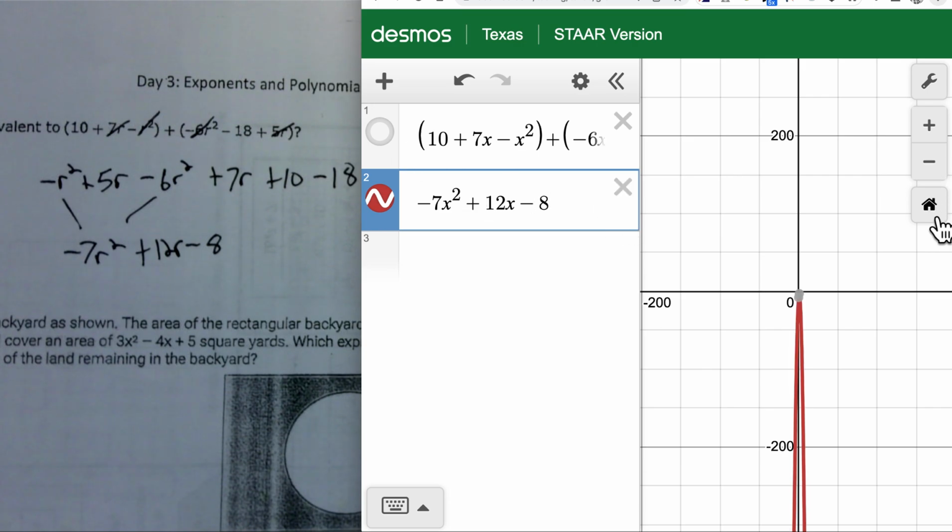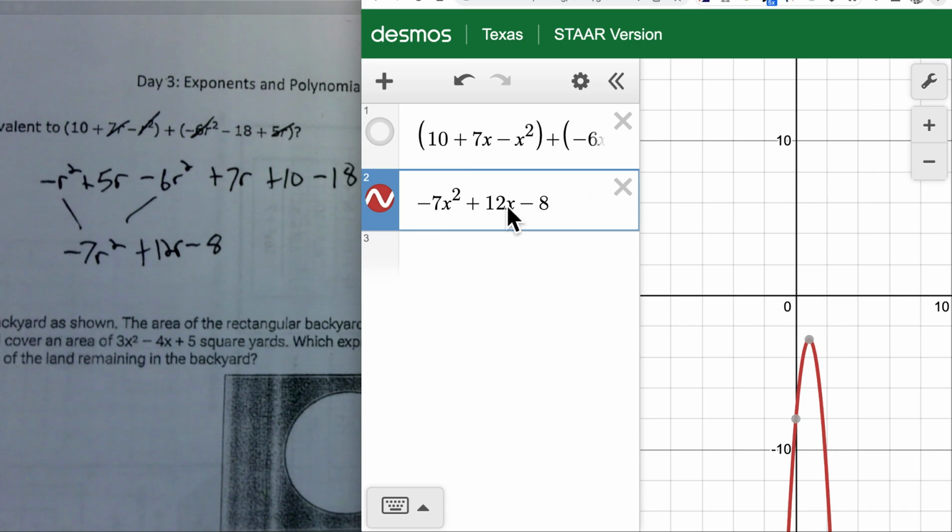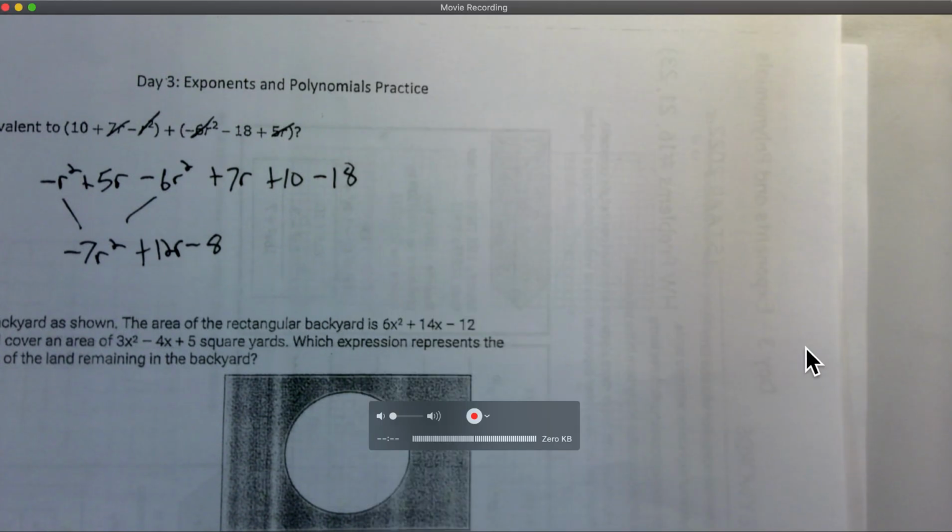All right, so let me reset my window. So there it is. There we go. And just to double check, yep, they are the same. You guys can see those overlapping. Okay, so you got to make sure you type it in correctly. All right, let's go to the next one.